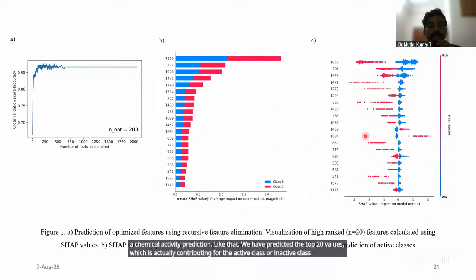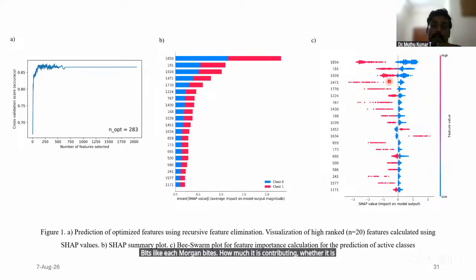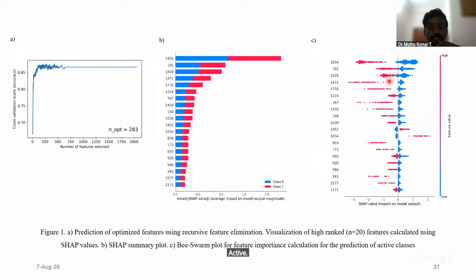So here also we have the beeswarm plot, which represents the contribution of each bit, each Morgan bit, how much it is contributing, whether it is positively or negatively contributing, whether it is contributing to predicting class 0, which is nothing but inactives, or it is helping to predict class 1, active. That kind of interpretation we can get with the help of feature importance calculations.